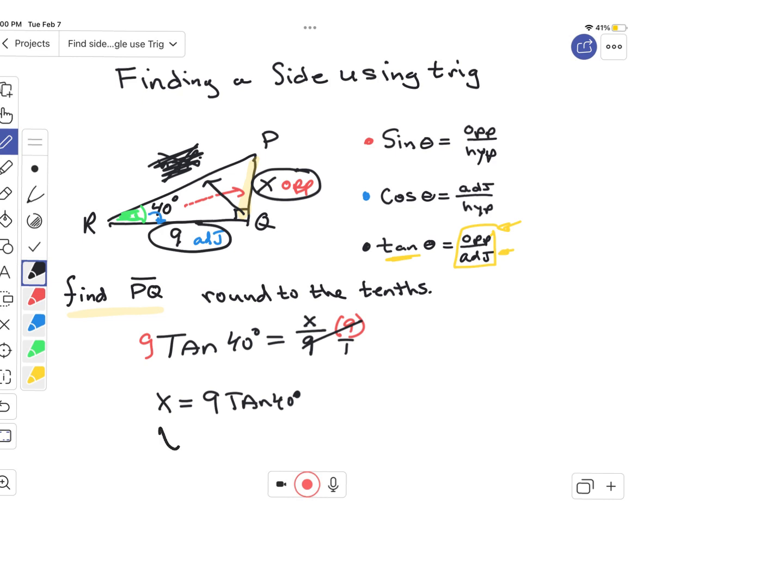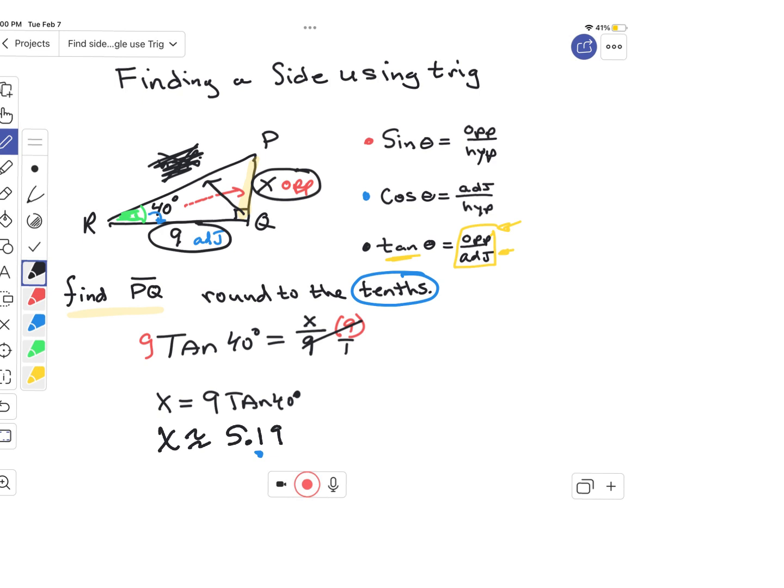So if you punch that in on your calculator, you get approximately 5.19. And remember to follow directions. If it says to round to the hundredths, make sure you're rounding to the hundredths. If it says to round to the tenths, make sure you're rounding to the tenths. Always go back and double check where it's asking you to round.